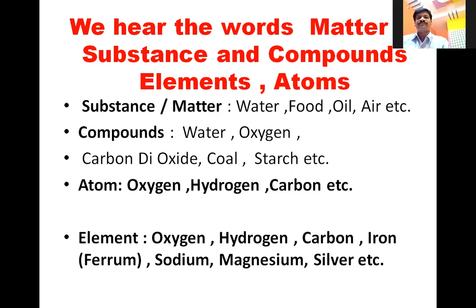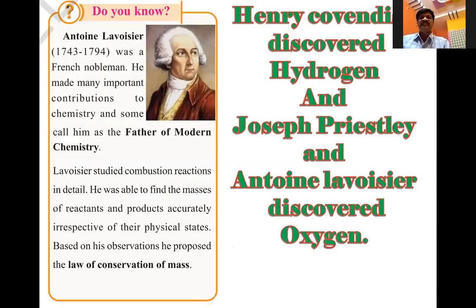And compounds. Compounds means water, carbon dioxide, charcoal, starch, etc. And also atoms: oxygen, hydrogen, carbon, etc. Elements: oxygen, hydrogen, carbon, iron. The Latin name of iron is ferrum. Sodium, magnesium, silver, etc. What are the substances? What are the compounds? What are the elements? What are the atoms? All these words will be explained in this chapter.